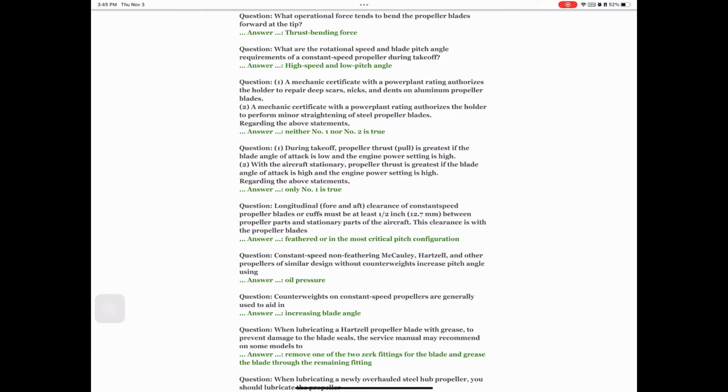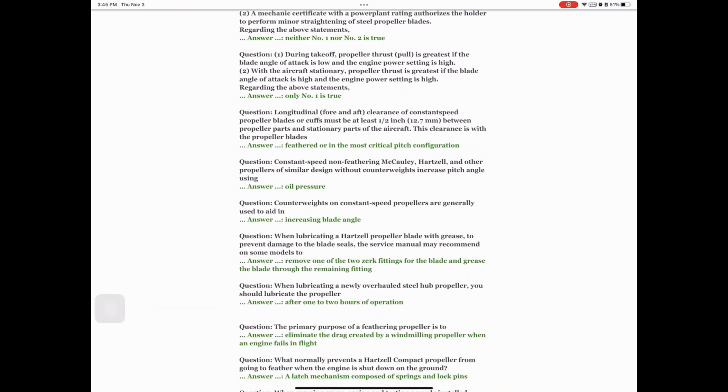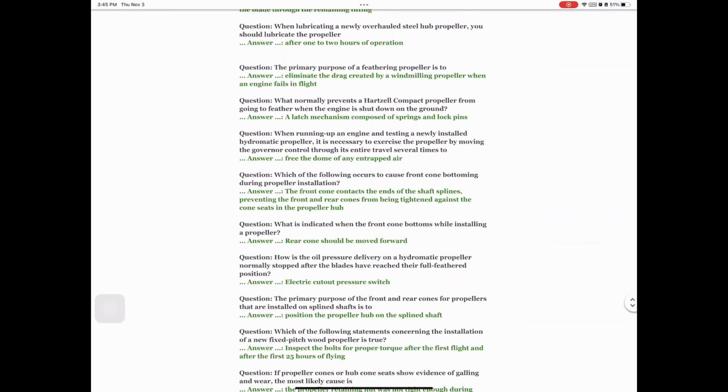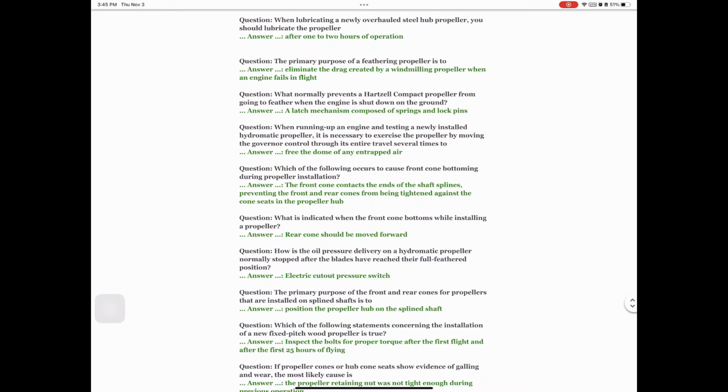Question: counterweights on constant speed propellers are generally used to aid in? Answer: increasing blade angle. Question: when lubricating a Hartzell propeller blade with grease, to prevent damage to the blade seals, the service manual may recommend on some models to? Answer: remove one of the two Zerk fittings for the blade and grease the blade through the remaining fitting. Question: when lubricating a newly overhauled steel hub propeller, you should lubricate the propeller? Answer: after 1 to 2 hours of operation.